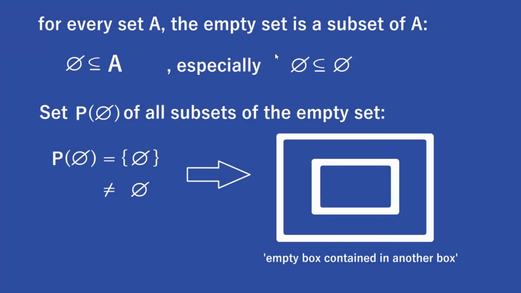The empty set is contained in any other set A. Especially that means that it is also contained in itself. Because the empty set is empty, there are no other subsets than the empty set itself. So the set of all subsets of the empty set is the empty set situated in a set. Try to say this really fast a few times. By the way, this power set here is not empty. It contains the empty set. Like an empty box that is contained in another box.